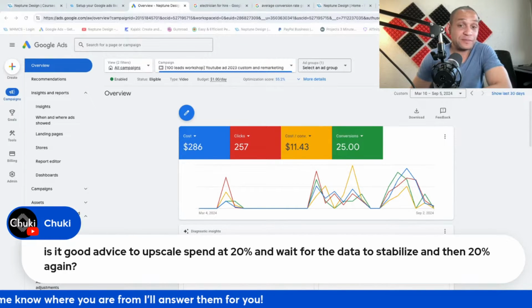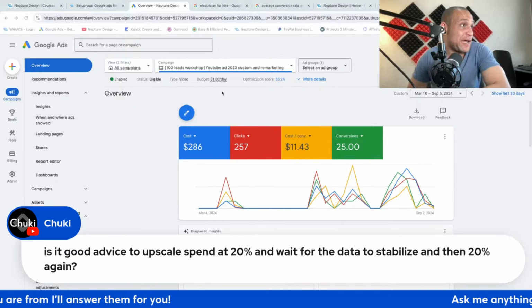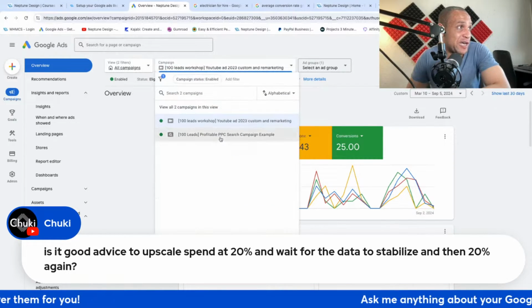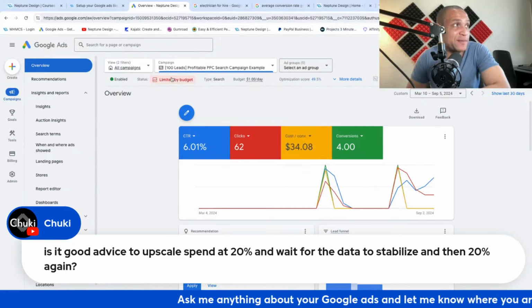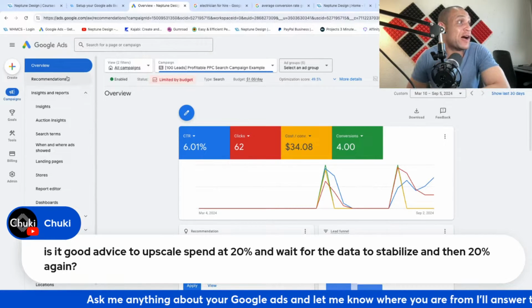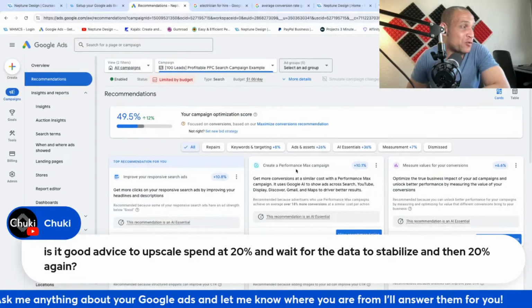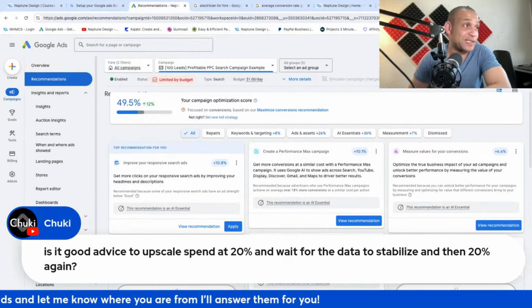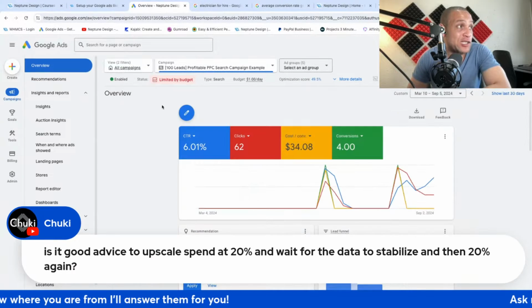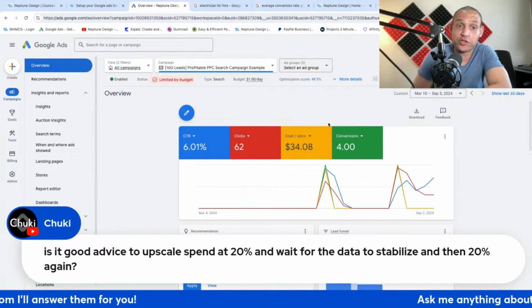Yes. But a lot of you guys, what happens is you get stuck in search campaigns. You convince yourself that you need to spend more, limited by budget. Oh, I need to increase more. I need to go to recommendations. I need to click on all of these blue buttons over here. And eventually what happens is you spend $1,000 and you don't have anything to show for it.